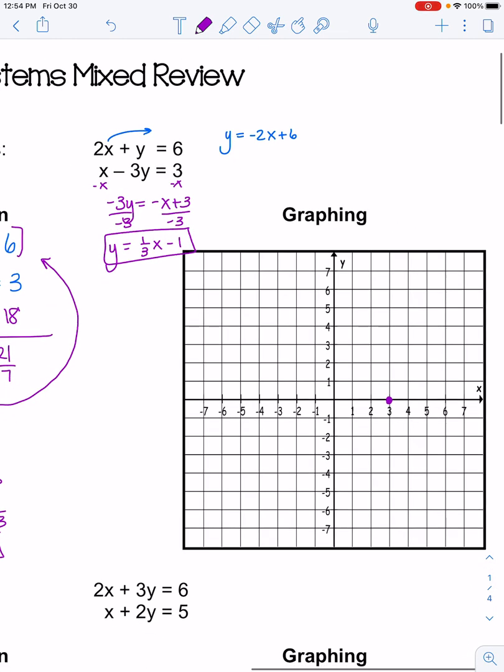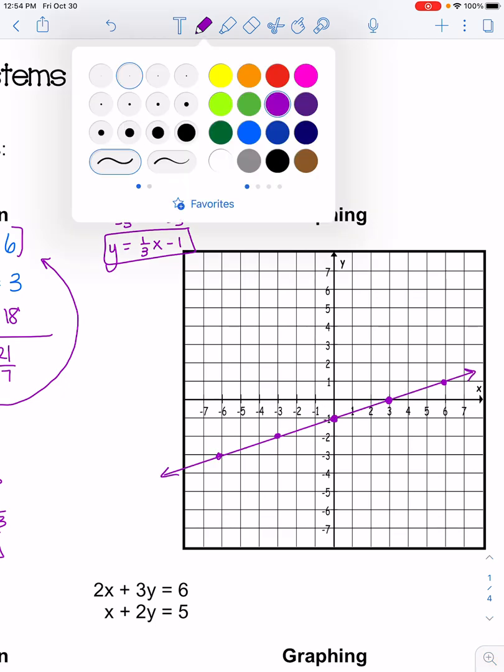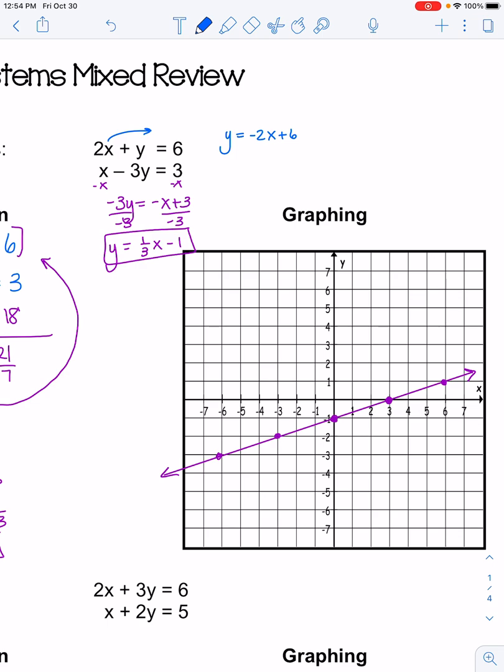I just need to graph them on the coordinate grid. So I'm going to do the purple one first. So I've got a y-intercept of negative 1 and a slope of positive 1/3. So up 1 over 3, which is where I hit that point. Up 1 over 3. I'm going to go back the other way a little bit. Okay, so there's the first equation. The second one, we have a y-intercept of 6 and a slope of negative 2. So down 2 over 1. And I do hit that point again.